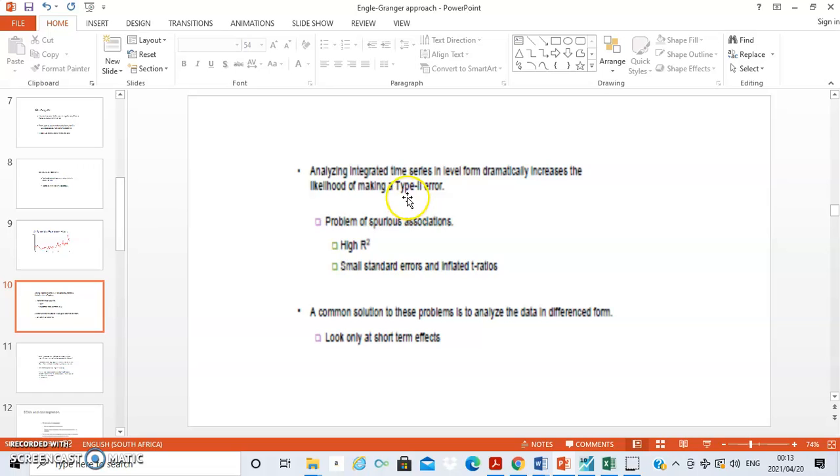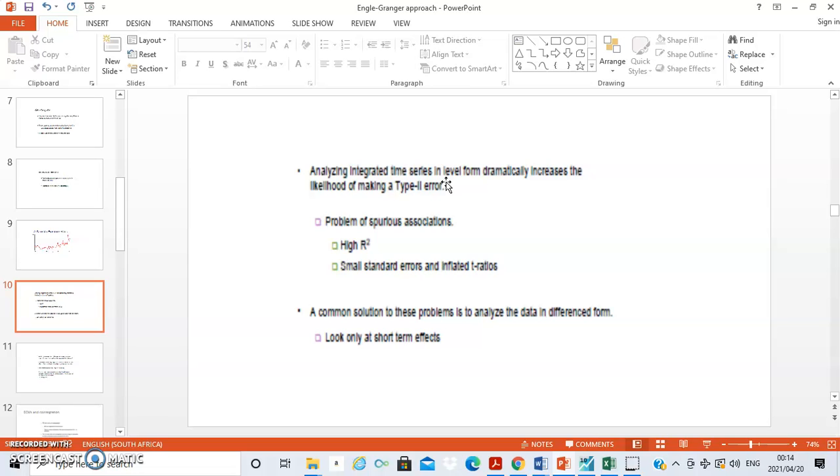Usually, analyzing integrated time series in level form dramatically increases the likelihood of making type 2 error. What are we saying here? Remember that when we are estimating a simple OLS, we usually don't check whether the data are stationary or not. So they are usually assumed to be integrated of order 0. But if that is not the case, then you are likely to commit type 2 error.